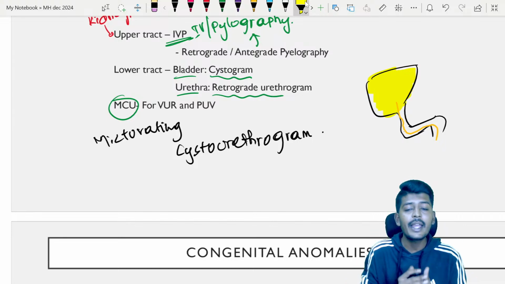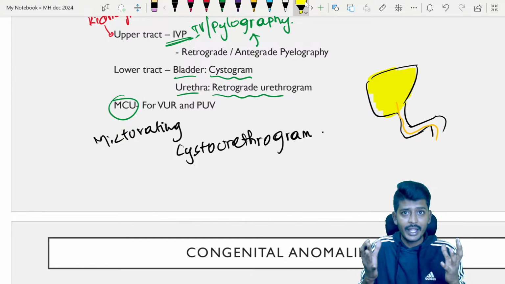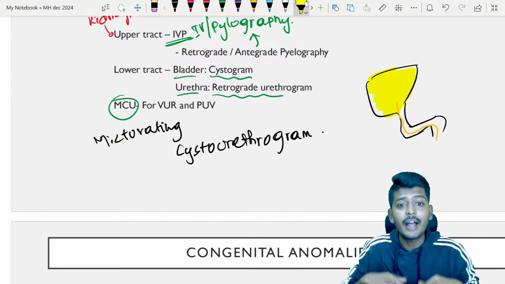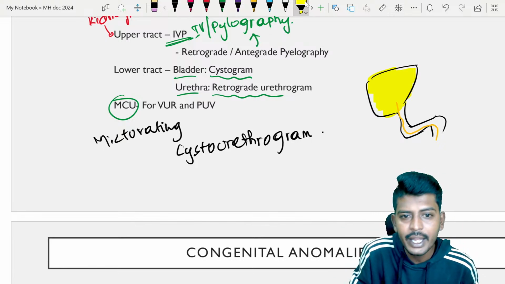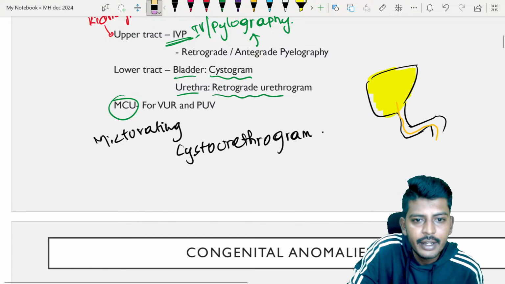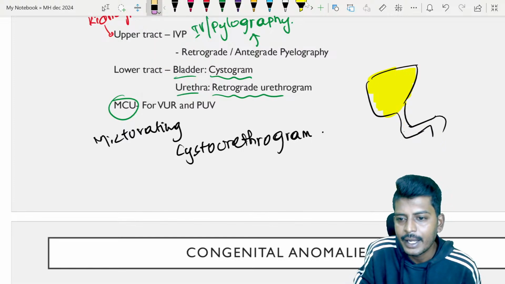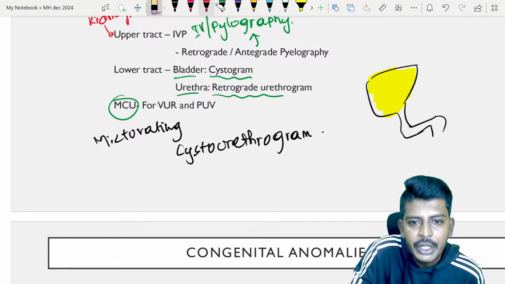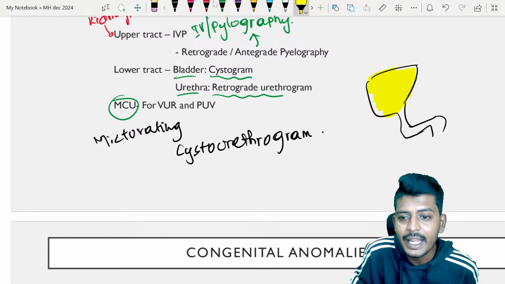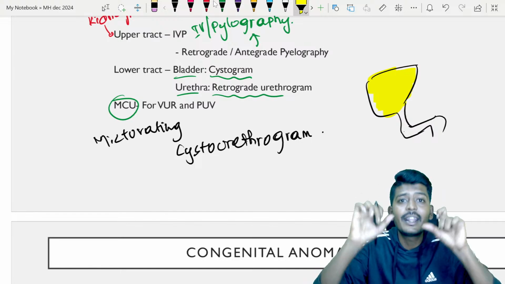After the bladder is filled, what will be the feeling? Urge to urinate. We ask the patient to urinate also. So we remove the catheter after putting in the contrast. After we remove the catheter, my dear students, we ask the patient to urinate. Once the patient is urinating, as the patient is urinating, you take the radiograph.